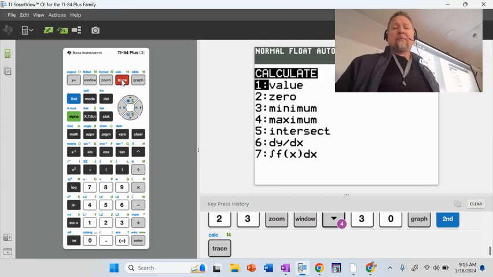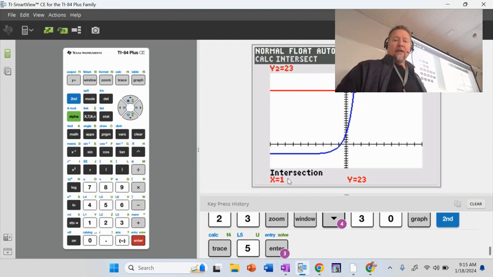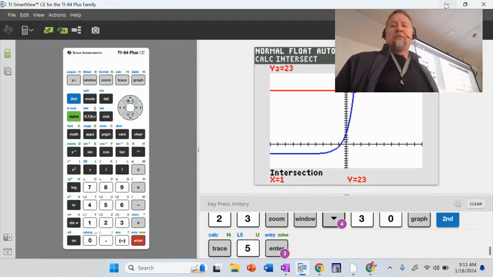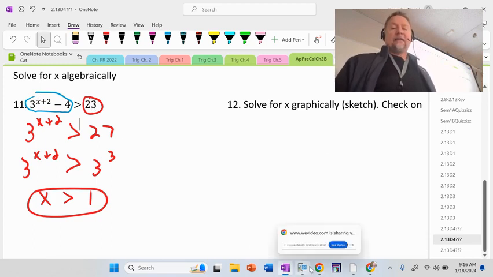And I probably could have done this by hand, graphing to prove this, but I'll show the intersection one more time. Press enter, press enter, press enter. X equals 1 at 23. So that means when I plug in 1 into this one, I get 23 over here, which is greater than 23. Wait, how do I analyze this now?